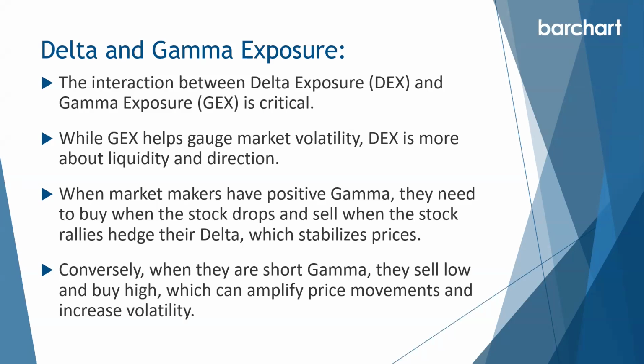So if you think about that, when they're short gamma and the stock is dropping, they're continuing to have to sell the stock, so it amplifies the price move on the downside. The same thing goes on the upside. If the stock is rallying and they've got short gamma, they have to continually buy the stock at higher and higher prices to neutralize their exposure. So that's where we get the term gamma squeeze from.